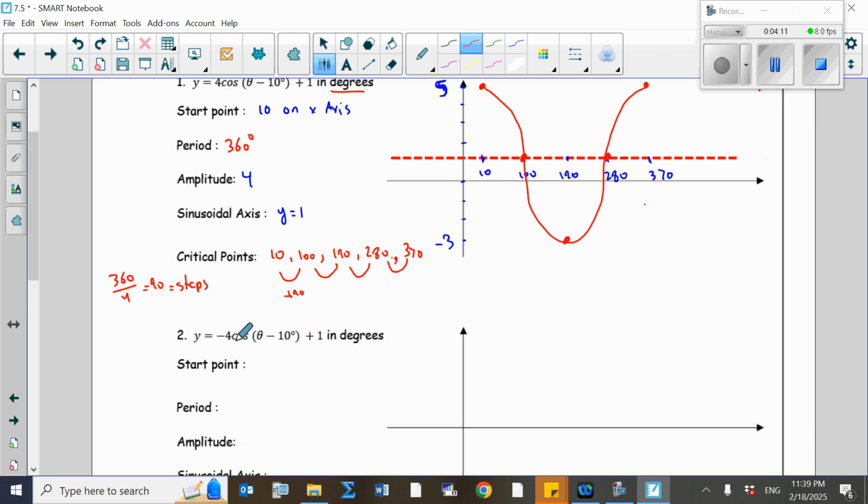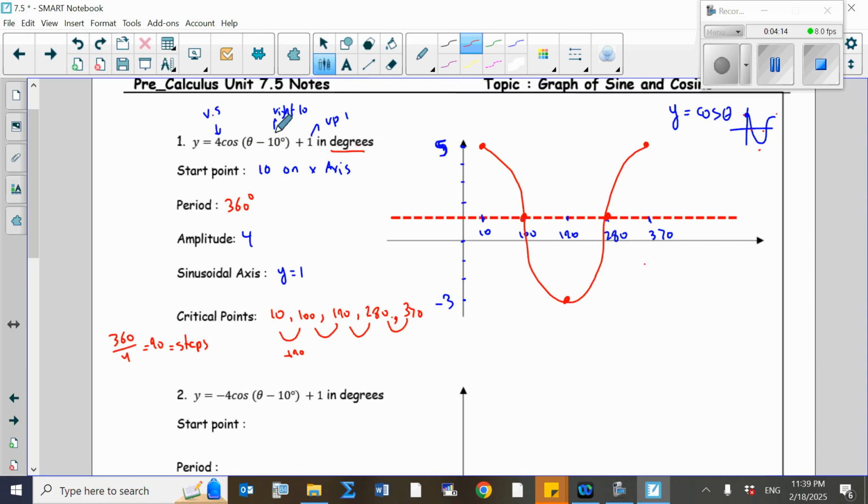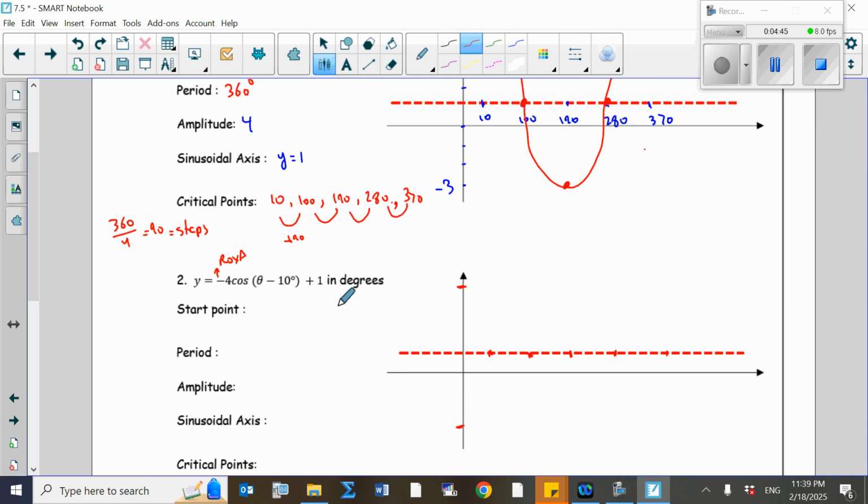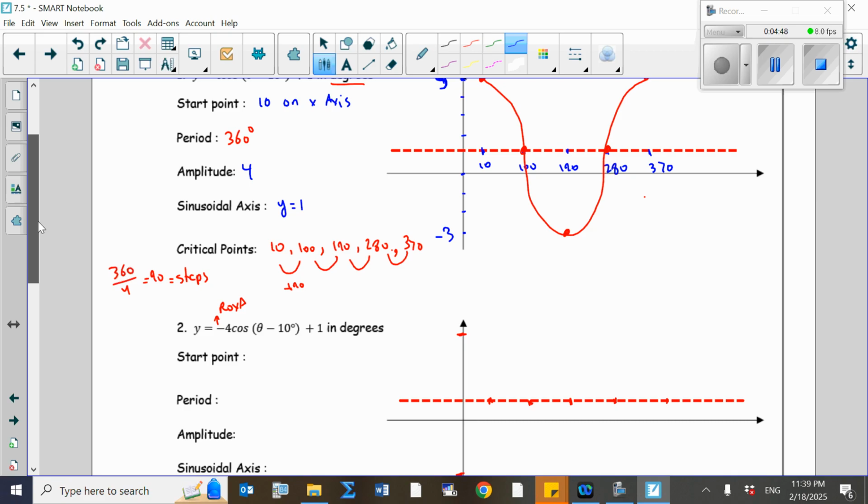The next graph that you see here is exactly the same thing that we have here, except that we have a negative here. So all the changes will be the same, but we have a negative here. This is going to be a reflection over the x-axis. So we have the same values. I'm going to make everything the same way. And we have critical points 10, 100, 190, 280, 370. And the highest point is at 5. The lowest point is at -3.